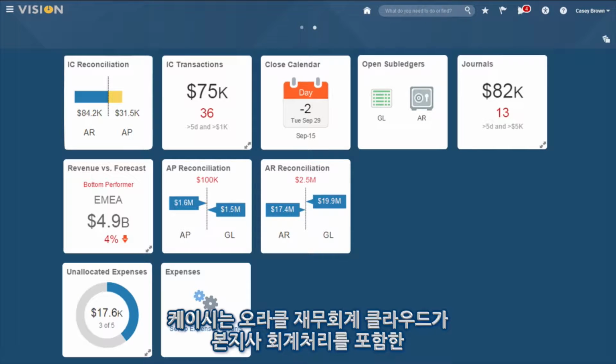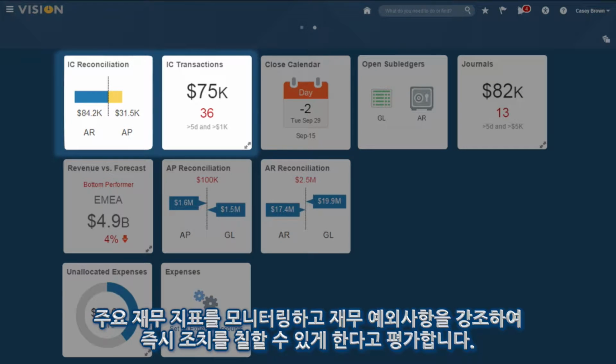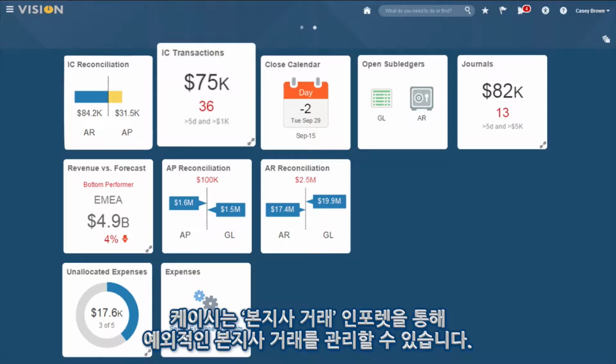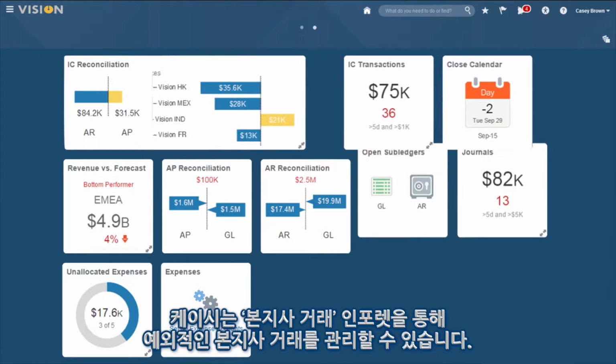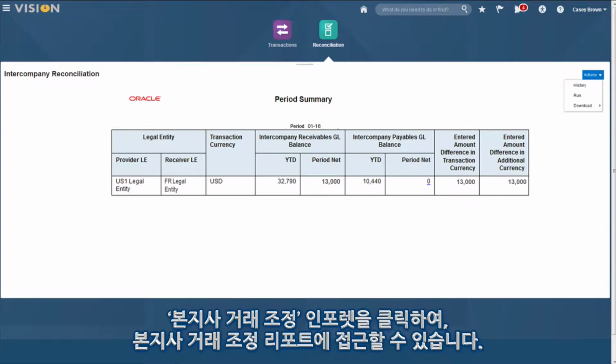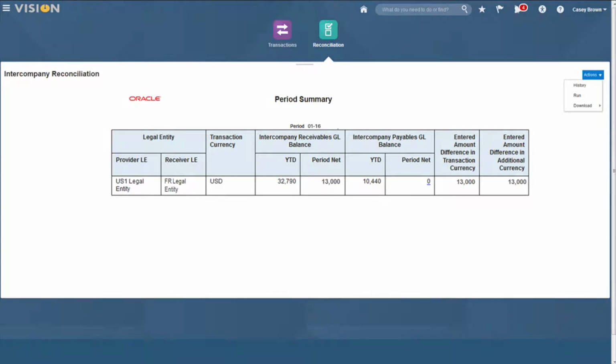Casey appreciates how Oracle Financials Cloud monitors key financial areas, including intercompany, and highlights financial exceptions so he can take immediate action. Casey uses the IC Transactions Infolet to manage outstanding intercompany transactions, and uses the IC Reconciliation Infolet to quickly assess the total amount of intercompany variances. By clicking on an IC Reconciliation Infolet bar, Casey accesses the Intercompany Reconciliation Report.